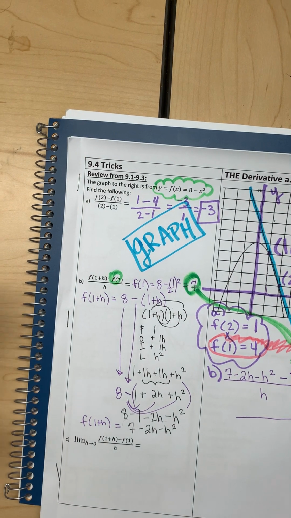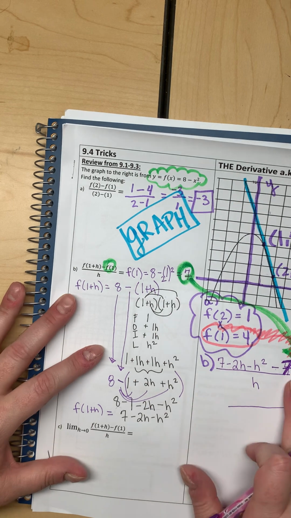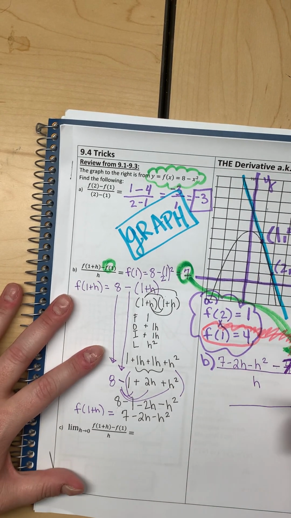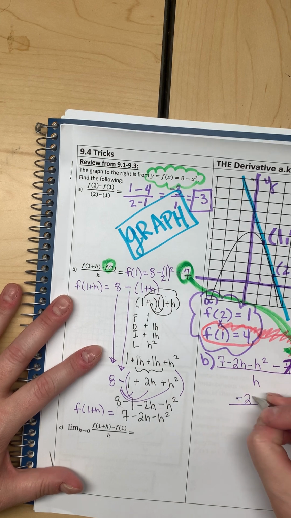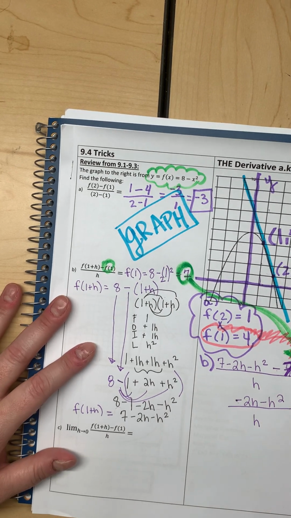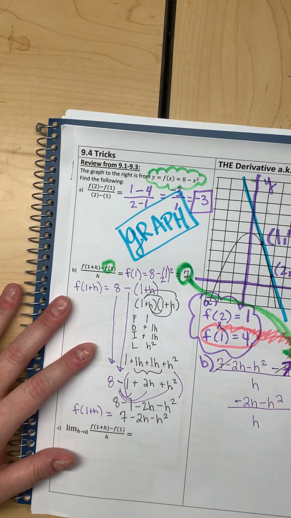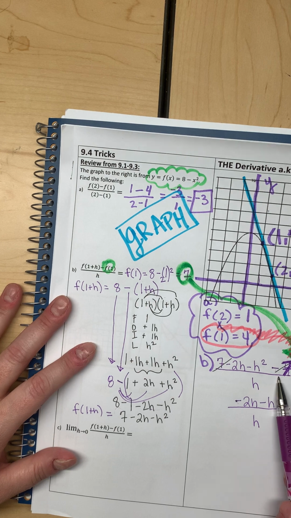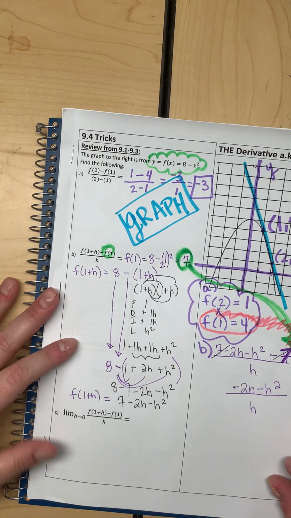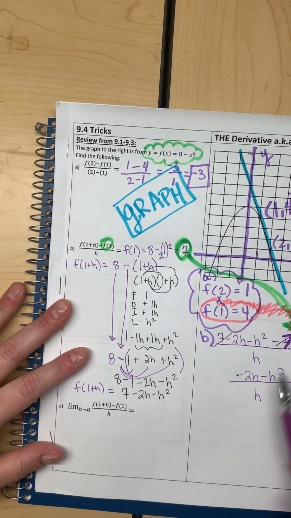Okay, now let's combine like terms. The 7s cancel because there's a 7 and a minus 7. So you just have negative 2h minus h squared all over h. Because the 7s cancel out. And whatever you get subtracted at the back end should always cancel out. That's how I knew I was wrong. Okay, the last step is we're going to cancel an h.